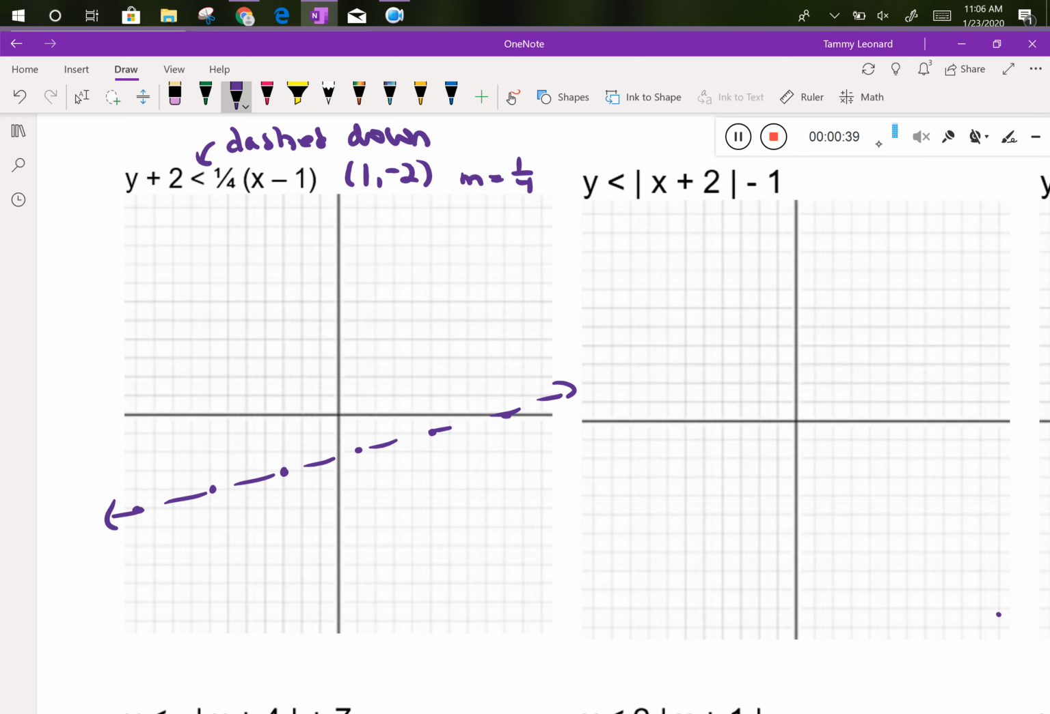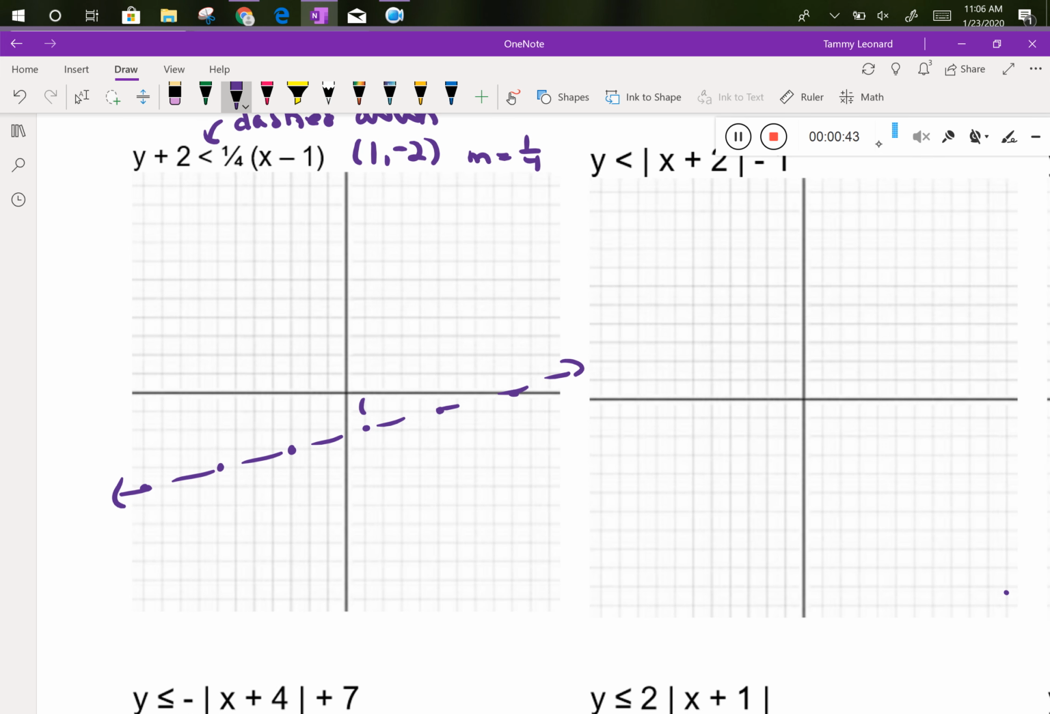I know that I'm going to be shading down, so I'm going to label above. So I've got the point (1, -2), and then over here I've got the point (-3, -3). So then I can switch to my shading, and I can shade everything below the line.